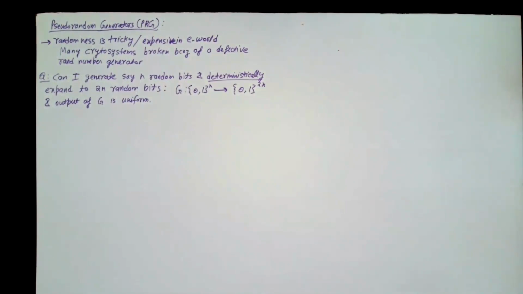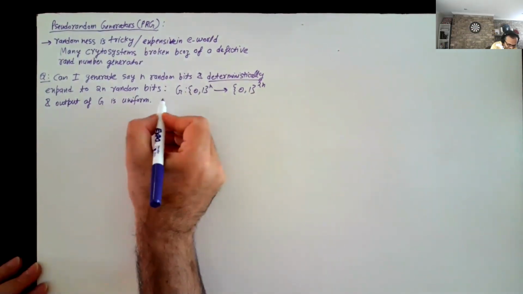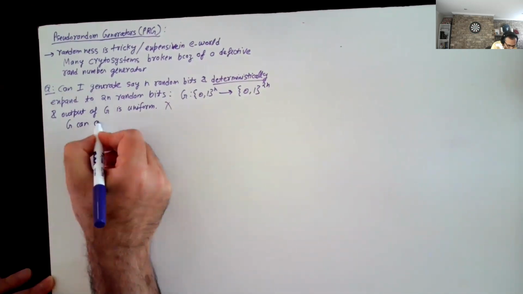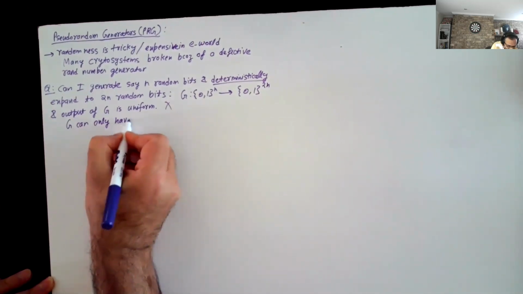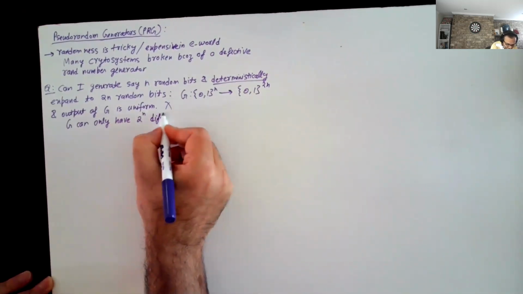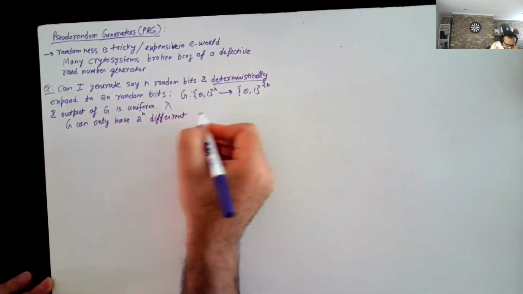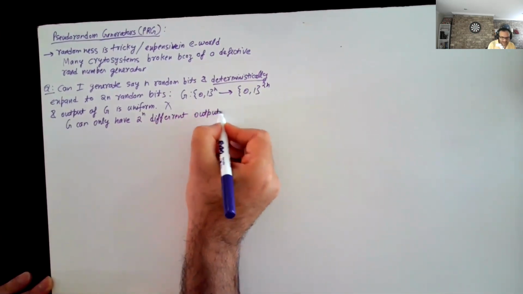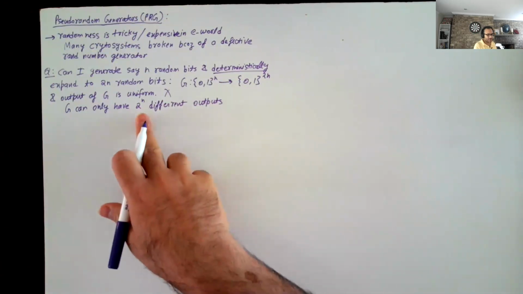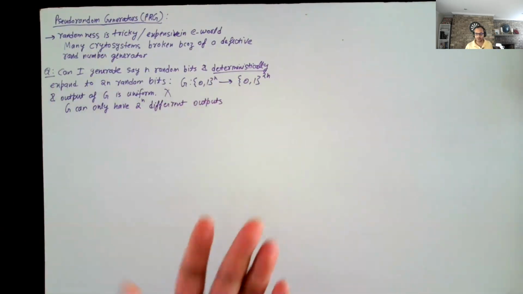Okay, good. So G can only have, the answer is no, because G can only have 2 to the power n different outputs. And why is this a problem? If I generate a 2n-bit uniform string, I will end up with 2 to the power 2n different possible numbers. And here, if you do this in a deterministic way, you only get 2 to the power n.